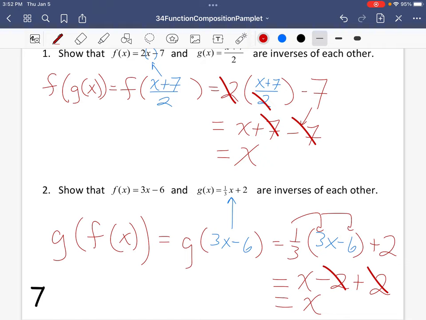Now, are all functions inverses of each other? No. But if they are inverses of each other, it's going to cancel to be x. So I guess that means if they're not inverses of each other, they're not going to cancel to be x.